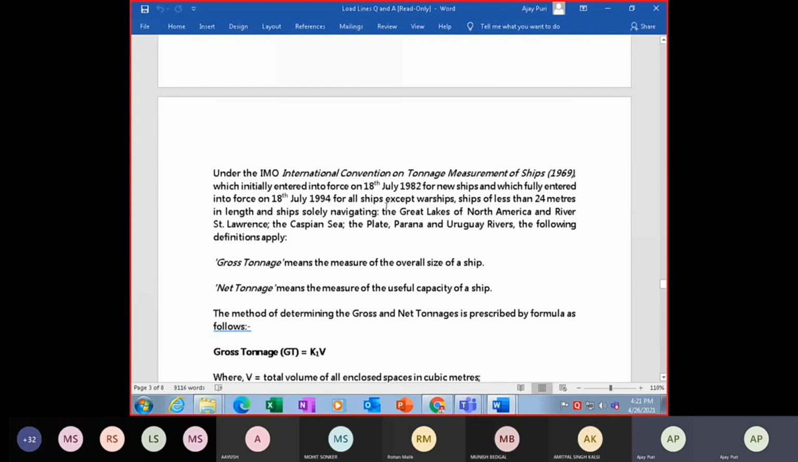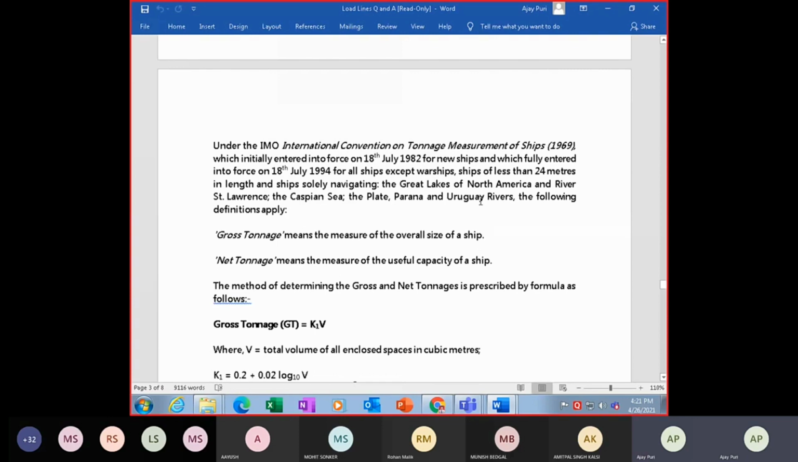For all ships excepting warships or ships less than 24 meters in length, or ships solely navigating in Great Lakes of North America and rivers St. Lawrence and Caspian Sea, the Plate, Parana and Uruguay rivers, उनमें ये exceptions थे. So gross tonnage was measure of the overall size, net tonnage was useful capacity. तो ग्रॉस टनेज आपके सोलस रेगुलेशन, मार्पोल रेगुलेशन सब जगह आते हैं, और ड्यूज ऑफ लाइट हाउस और कैनाल ड्यूज और पोर्ट ड्यूज, your gross tonnage is taken.